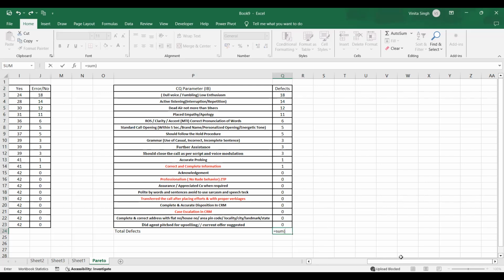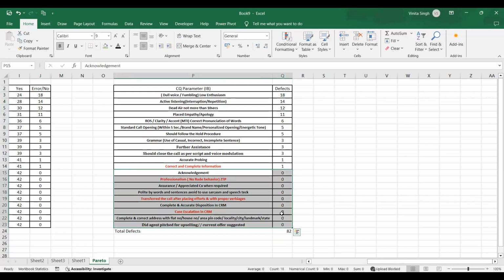So we'll do the total of defects, which is the sum. If you want, you can take the defects only for the parameters where we actually have defects. Where there is no defect, we will not work on it, so it is not required to calculate, but I'm calculating all of them for understanding. Let's say acknowledgement and professionalism, like rude behavior, have zero errors, zero defects. So these parameters are actually not required to work on, and there's no need to calculate them in Pareto.